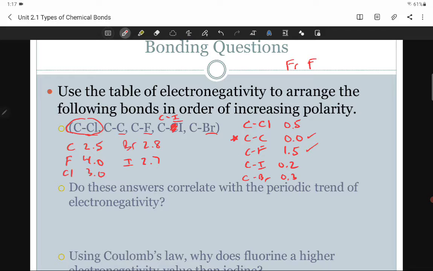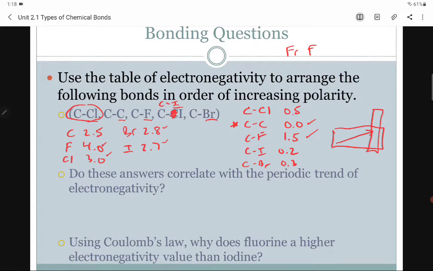Do these answers correlate with the periodic trend of electronegativity? Well, let's look at these 4 atoms. I'll draw my little tiny periodic table here, and that was the trend in electronegativity. So it is up and to the right. And if you look at that column of the periodic table, the halogens, those are the 4 that I check marked, it definitely goes up in value as you go up the periodic table.